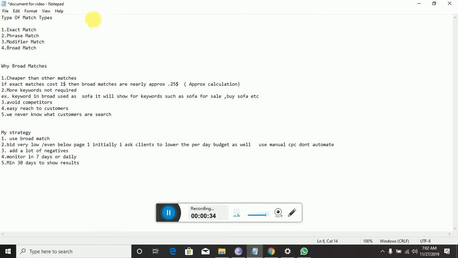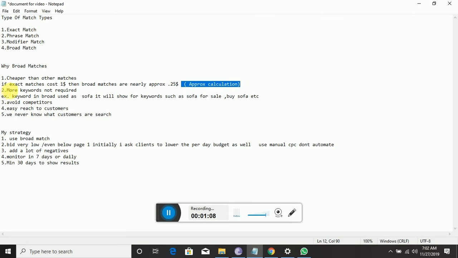So what I do is that I work with broad match types, right? Why I use broad match is that it is cheaper than other matches. For example, if exact match costs $1, then broad match is approximately $0.25, which is nearly 1/4 of $1, right? So it's an approximate calculation. It depends on the bidding system, what Google is bidding for it, right?